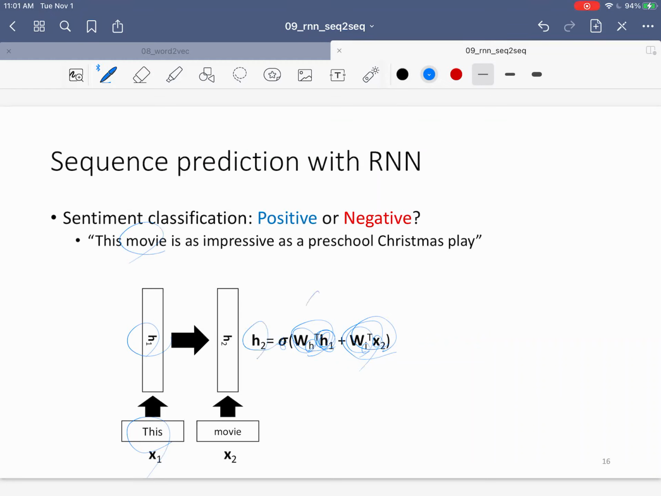So you can imagine WH being what? It should be a square matrix, 128 by 128, because your H1 is a 128 dimensional vector, and you want your output to be a 128 dimensional vector.